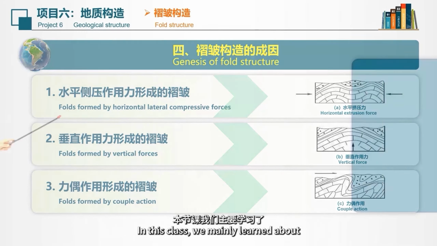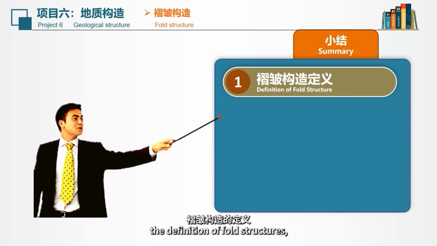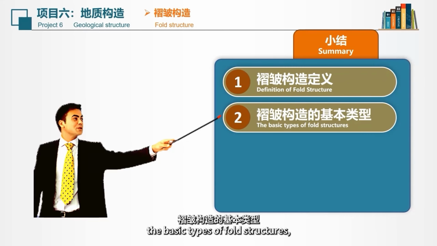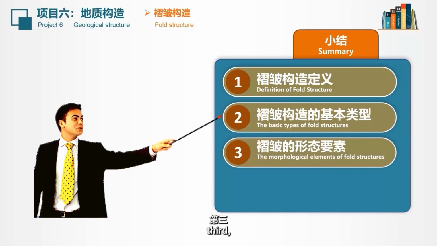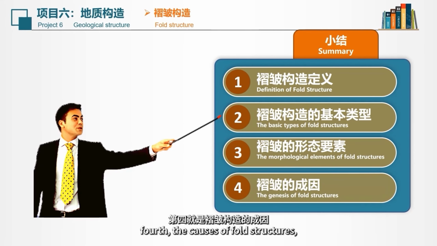In this class, we mainly learned about the four aspects of fold structures. First, the definition of fold structures. We need to understand what fold structures are. Second, the basic types of fold structures, which are anticlines and synclines. Third, the morphological elements of folds, mainly including the core, wings, hinge zone, axial plane, and hinge line. Fourth, the causes of fold structures, which are the action of horizontal forces, vertical forces, and the action of couple.